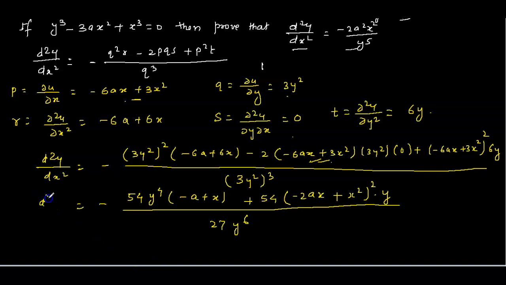So we can write this one, d squared y by dx squared is equal to, I'll write it here. We get d squared y by dx squared is equal to this one.